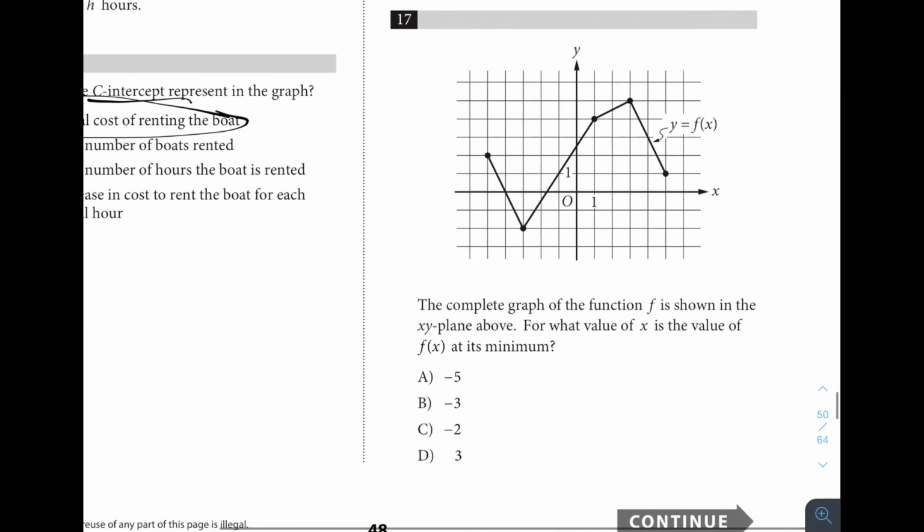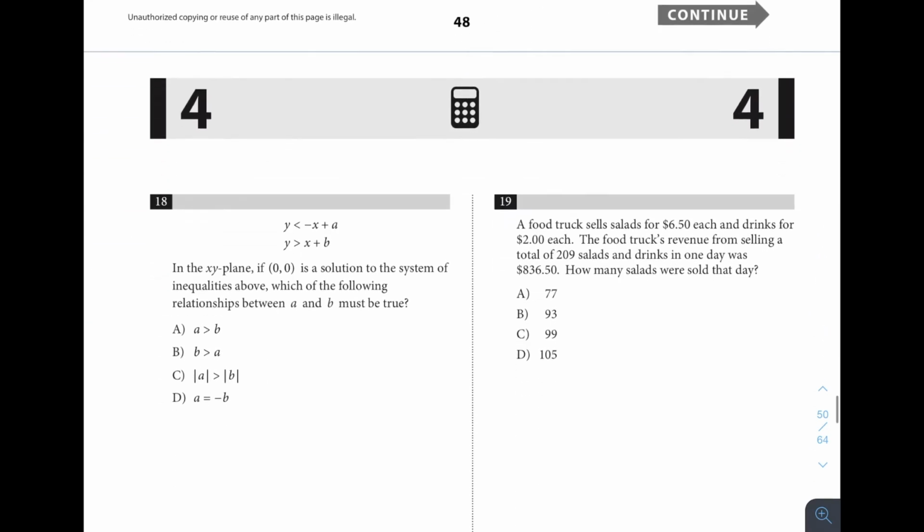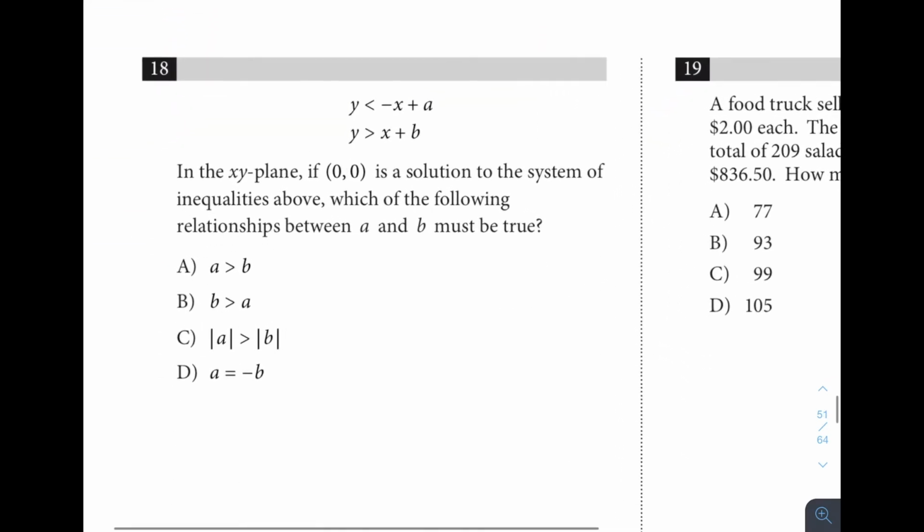This one says the complete graph of the function f is shown in the xy plane above. For what value of x is the value of f of x at its minimum? So first, looking at f of x, you can see that the minimum is this point right here. And to get to that point, you're going to have to look for the x value that corresponds. So that's -1, -2, -3. -3 corresponds to the minimum value. So the answer for that is going to be -3, B.